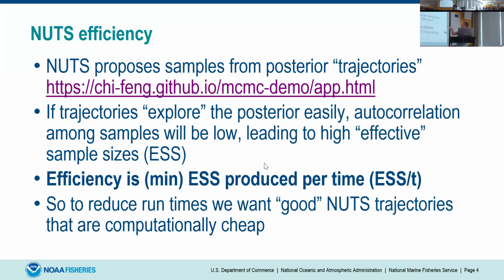If these trajectories are exploring that posterior well, we have low autocorrelation and high effective sample sizes. The metric I'm going to use today is something called efficiency, which is the minimum effective sample size per time, right? So you want that to be high. If you can get 1,000 samples in 1 second, that's a lot better than 1,000 samples in an hour or a day. So we want efficiency to be high. And likewise, to reduce the run times, we want these good NUTS trajectories that are computationally cheap. And that's what we're going to do.